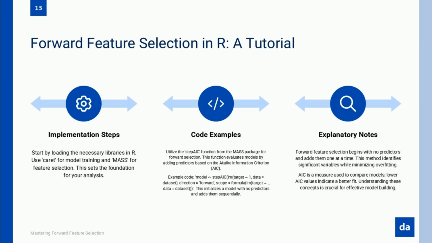You start with an empty model, and stepAIC adds features one by one, testing each step to see if it improves the model. If adding a feature reduces the AIC, it stays. If not, it's ignored. At the end, you're left with a lean, optimized model with only the best predictors. And just like in Python, we don't just assume it worked. We test it. Once we have our selected features, we fit the final model and compare performance. If it's better than before, we've done our job right. If not, it might be time to tweak our approach or test a different selection method.